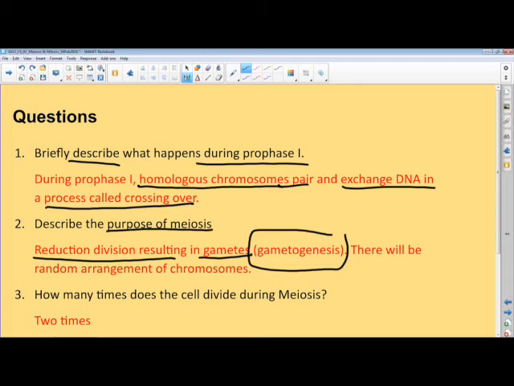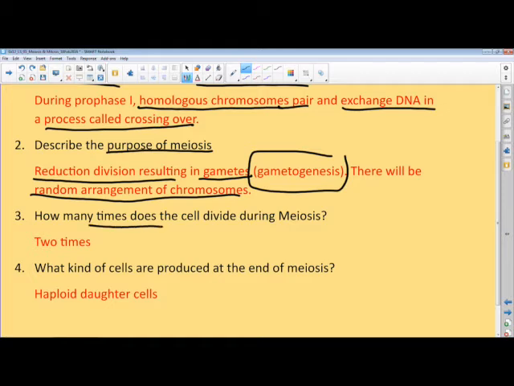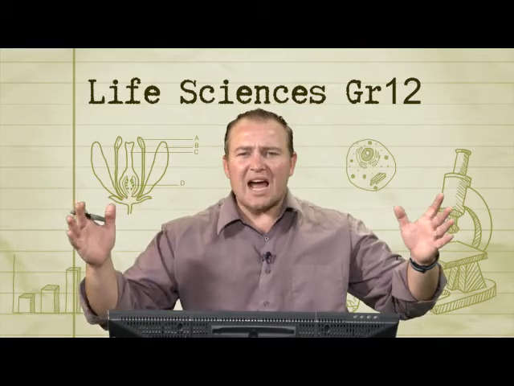There will be random arrangements of the chromosomes. In other words, remember, they swap places. It doesn't matter how they line up, as long as they line up and they go to the right places, right? And then the second last one is, how many times does the cell divide during meiosis? 2, remember, that's why we have Metaphase 1, for instance. And the last one, what kind of cells are produced at the end of meiosis? Haploid daughter cells, or N cells, right? So that was easy. I know you got those answers.